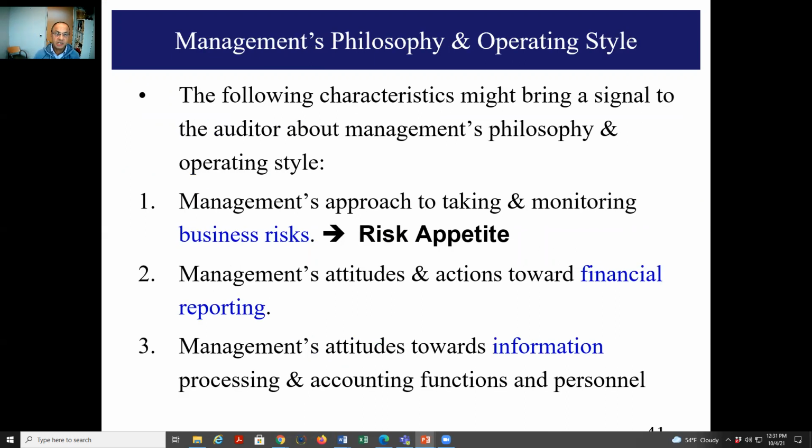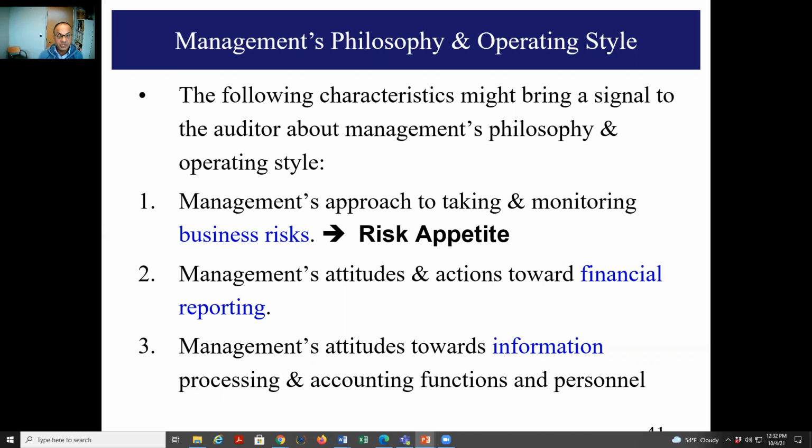From the management side, the management should embrace a good risk appetite, which can measure their tolerance of risk. The management approach to taking and monitoring business risk is very essential. And what is the management attitude and action towards financial reporting? And finally, the management attitude towards information processing.